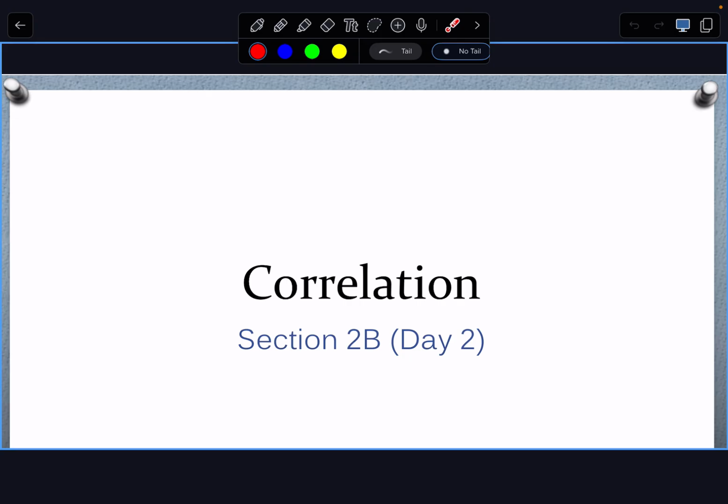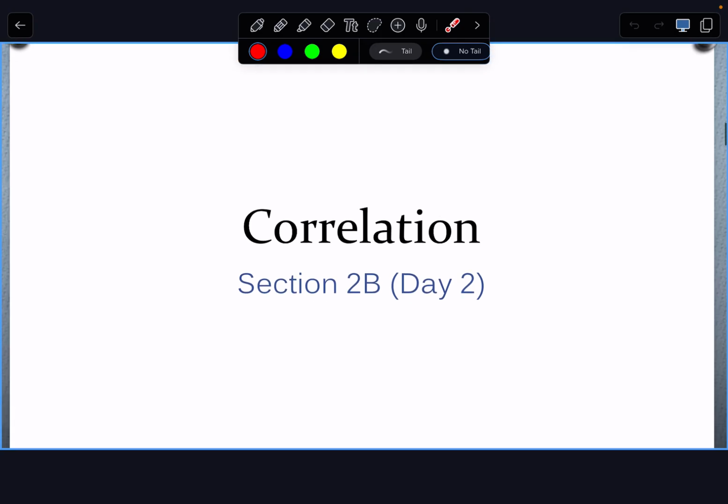So linear, nonlinear. We talked about direction. My two options for that were positive and negative, and that's for both linear and nonlinear. So the direction applies regardless of whether we have a linear association or not. And then we also talked about strength, and so that's where we're going to start today's conversation.